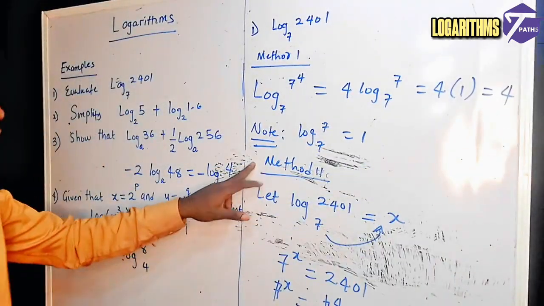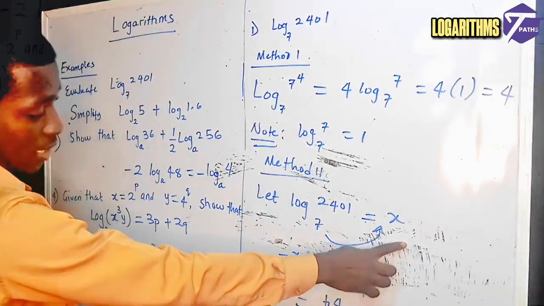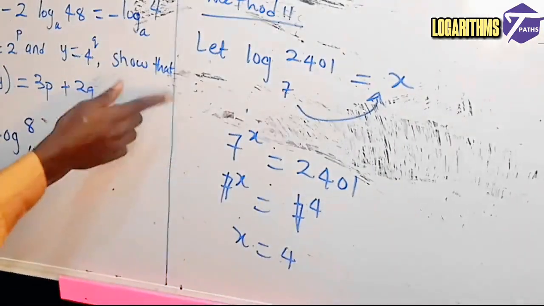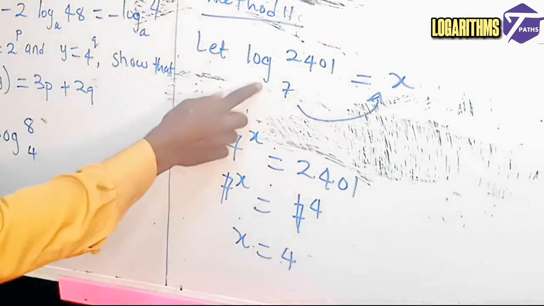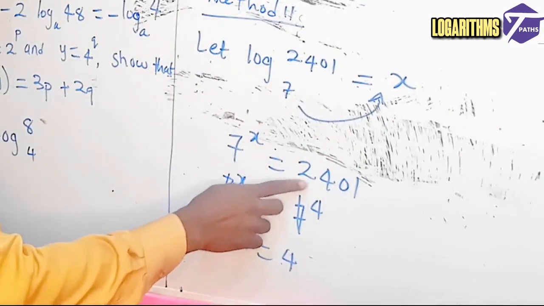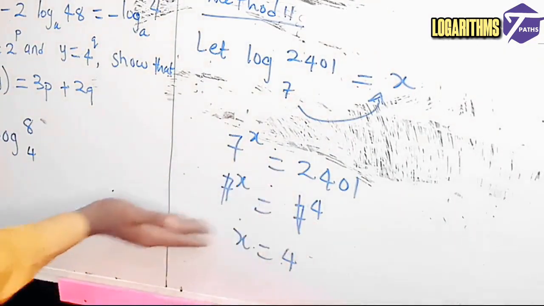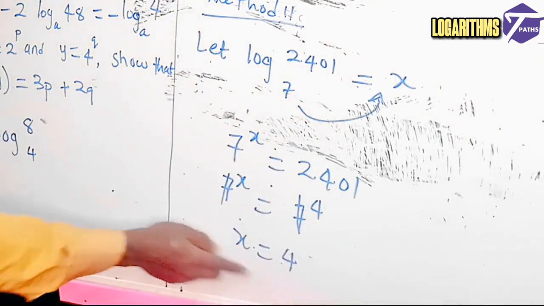On the other hand, the second method, I can say let the entire thing be equals to x. So I want to apply the first law I gave you. Then this one can come up: 7 raised to power x can be equals to 2401. And if you have equal base, they can cancel out. x is equals to what? 4.